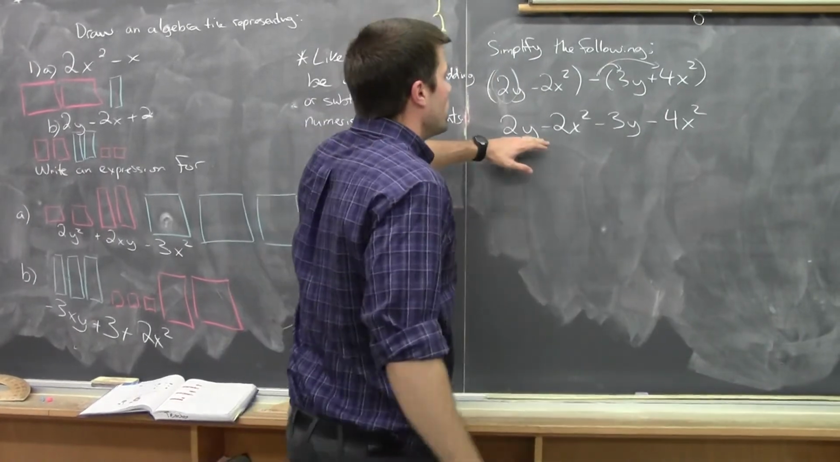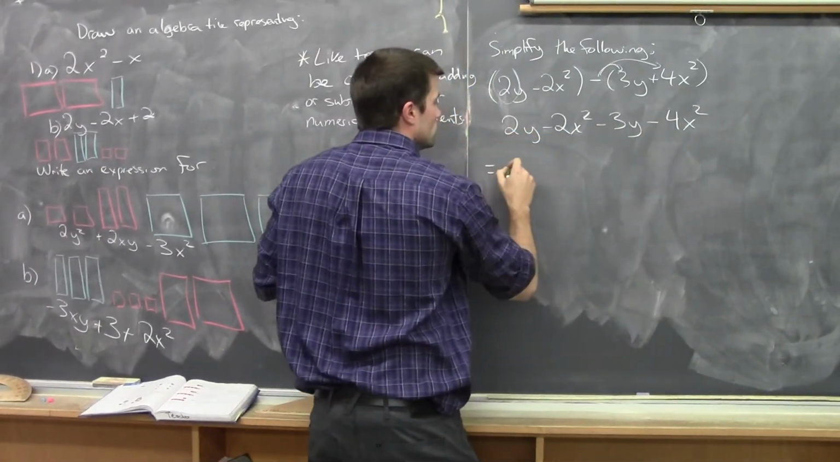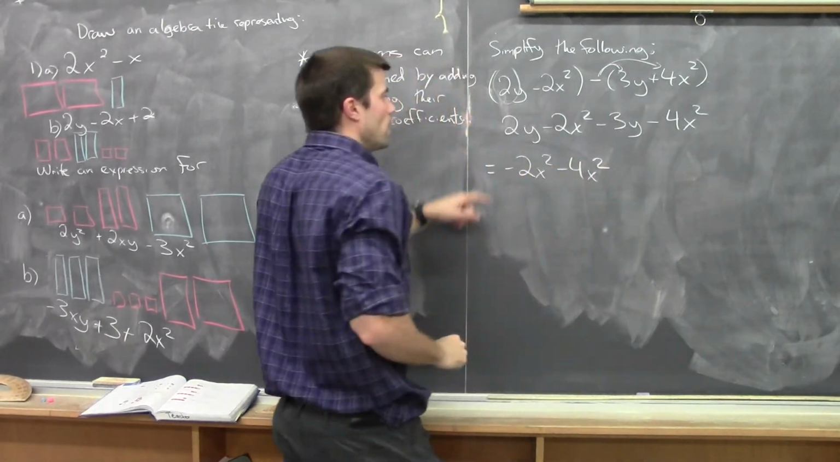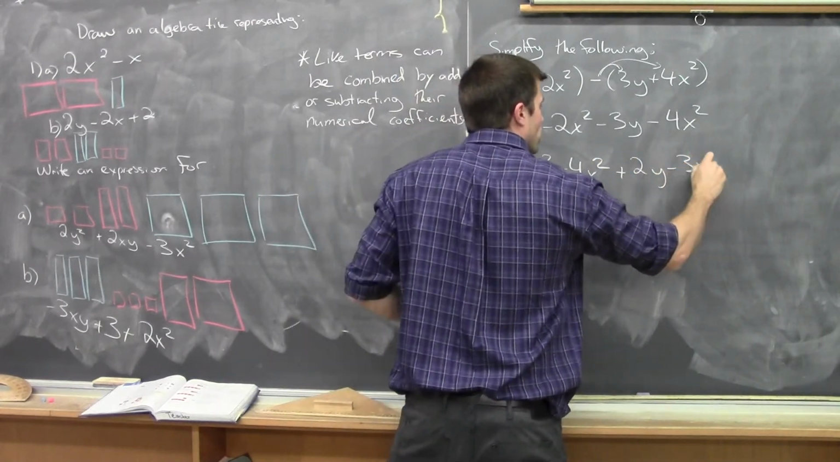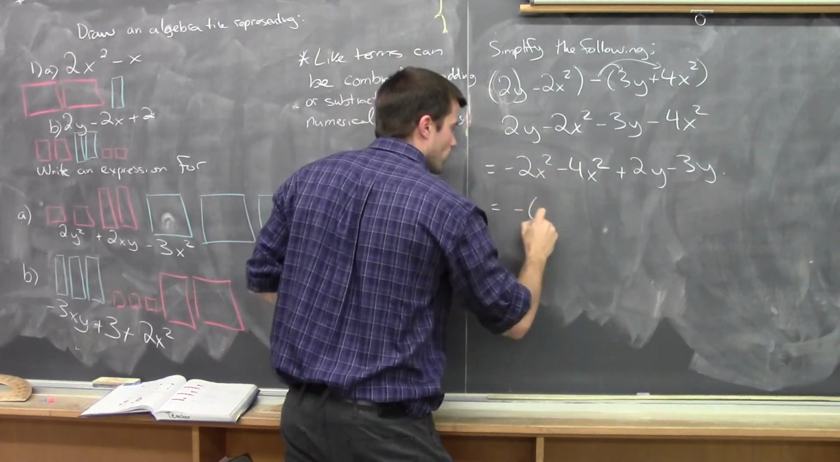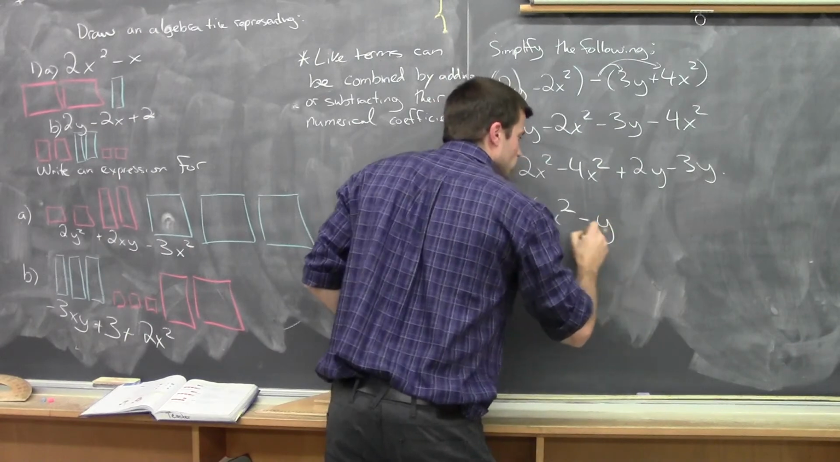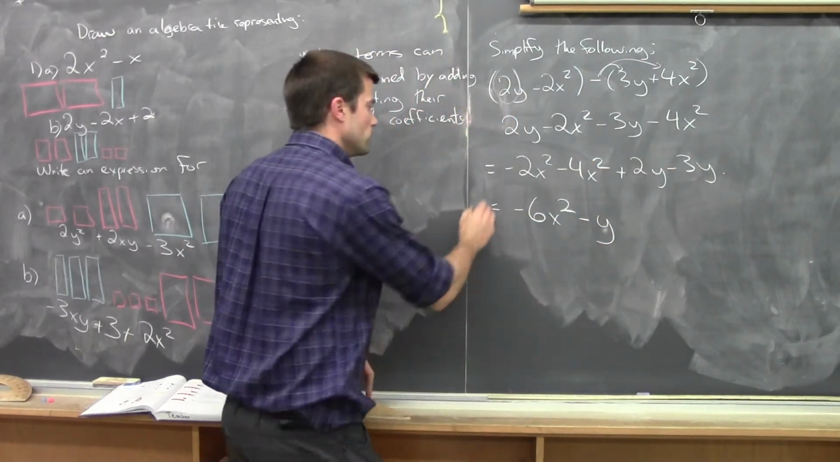Once the brackets are gone, now I'm going to gather like terms. So everything that has x squared, I'm going to put together. So negative 2x squared minus 4x squared. And the last two like terms, I have positive 2y minus 3y. So if I gather these, negative 2x squared minus 4x squared, I get minus 6x squared, and then minus y, because positive 2 minus 3 is minus y. So there's my final answer.